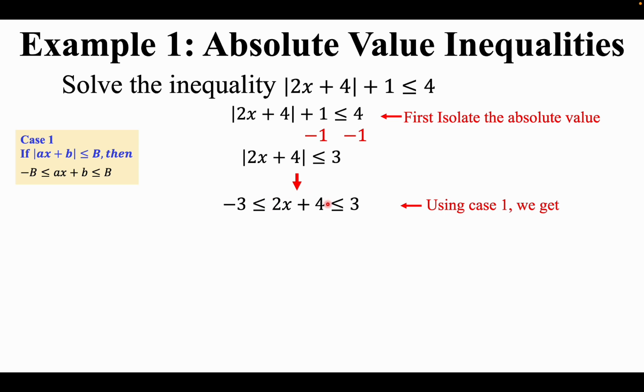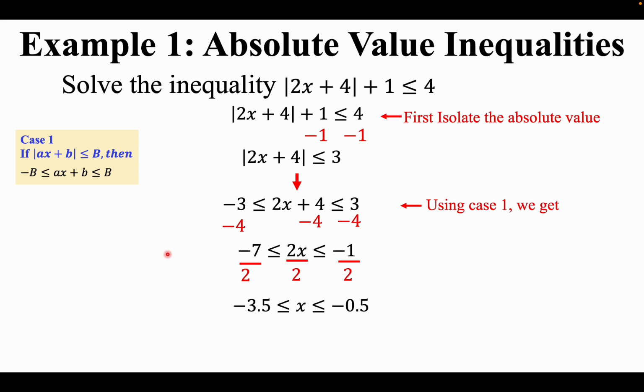As you can see here, we drop the absolute value because that's what it says here. And then we can go ahead and solve for x. So let's subtract 4 on all the sides. You get negative 7 is less than or equal to 2x, and it's less than or equal to negative 1. To isolate the variable x, we have to divide by 2. So if we divide by 2, you get negative 7 halves is less than or equal to x, less than or equal to negative 1 half, or it could be written as a decimal as well. Negative 3.5 is less than or equal to x, and it's less than or equal to negative 0.5.